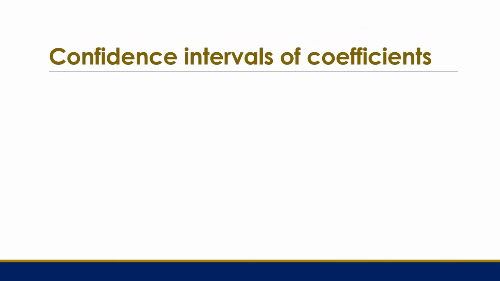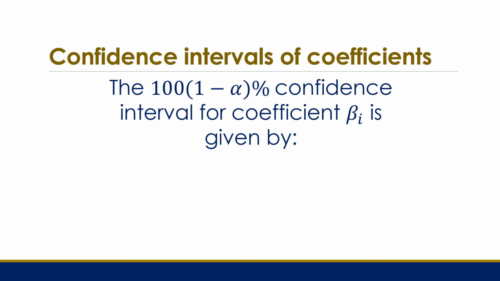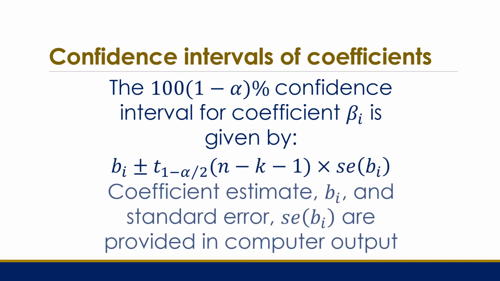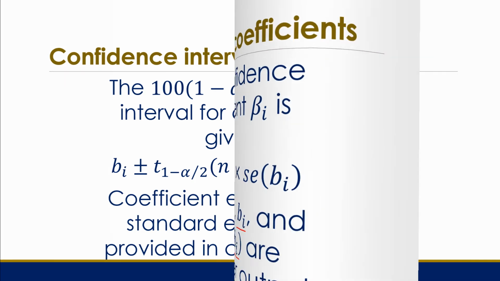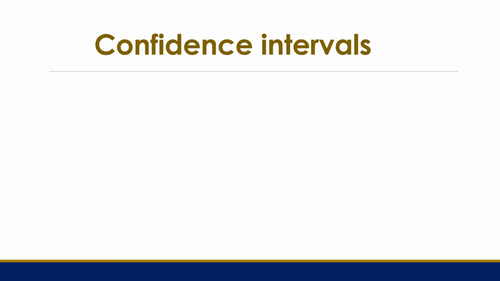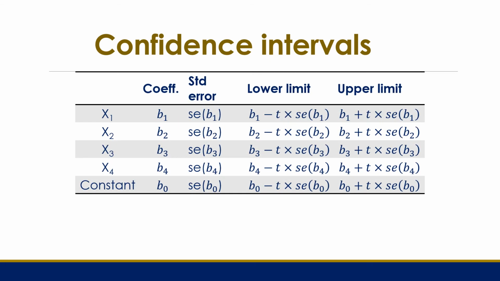Another way we can test the hypothesis above is using the confidence intervals of the coefficients. You remember from the simple linear regression case that the 100(1 minus alpha)% confidence interval for coefficients beta i is going to be given by this formula. And you will have the standard deviation, which we get from the computer output. And bi, the estimate of beta i, is also provided in the computer output. The computer output that we use to compute the confidence intervals will be presented in a table. And we have the independent variables in the first column, then the coefficients, and then their standard errors.